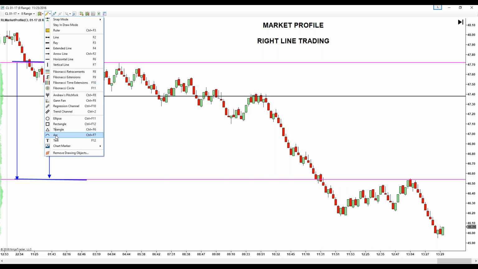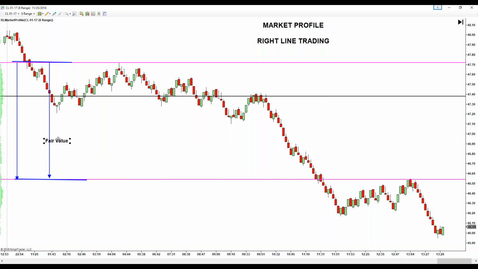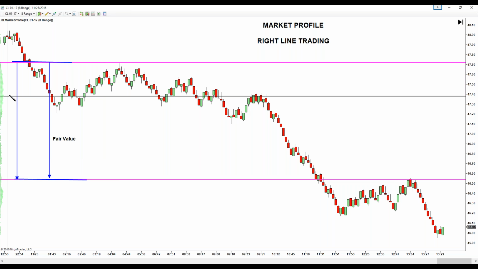In this particular case, it's crude oil. It could be for any. So it's fair value. Now, it's bounded on the upside by the value area high and to the low side by value area low. In between is the point of control, and this is where there's most volume at price. And this is where traders have traded crude and crossed more volume than any other particular price on the chart.